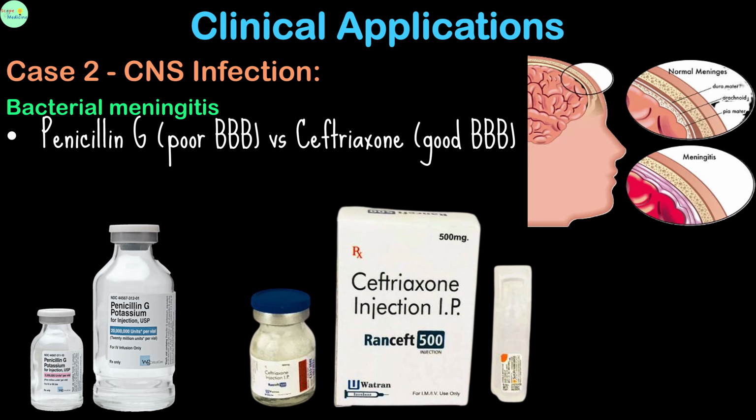Case 2 involves treating a central nervous system infection. The choice between penicillin G, which has poor blood-brain barrier penetration, and ceftriaxone, which penetrates well, is dictated by our understanding of distribution principles for bacterial meningitis.